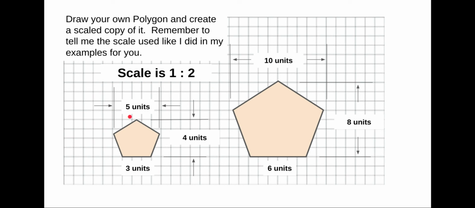Over here it's 5 units, 2.5, 2.5, 5. So if we look up here, it's 10. There's 5 on this side, and there's 5 on this side. And so essentially I've doubled everything up here. And that's how you can make sure you have the same shape there.